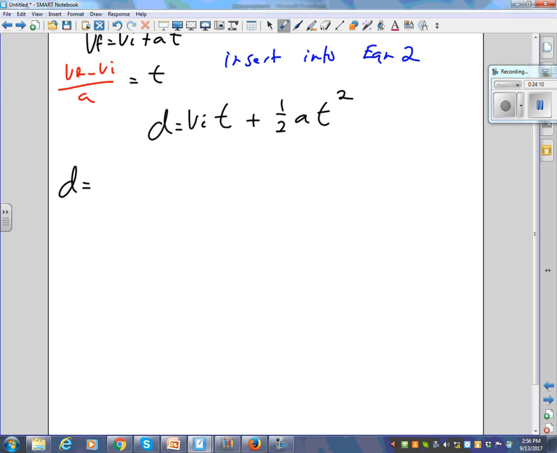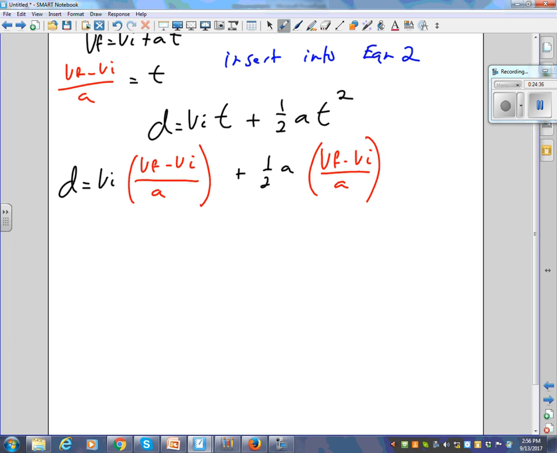So, D equals VI. Is it okay if I put it in red so you can see it? Yes. I'm going to replace this T with that. VF minus VI all over A plus 1/2 A, and then the T is going to be VF minus VI all over A, and it's going to be squared. You see what I mean about stretching your algebra skills?